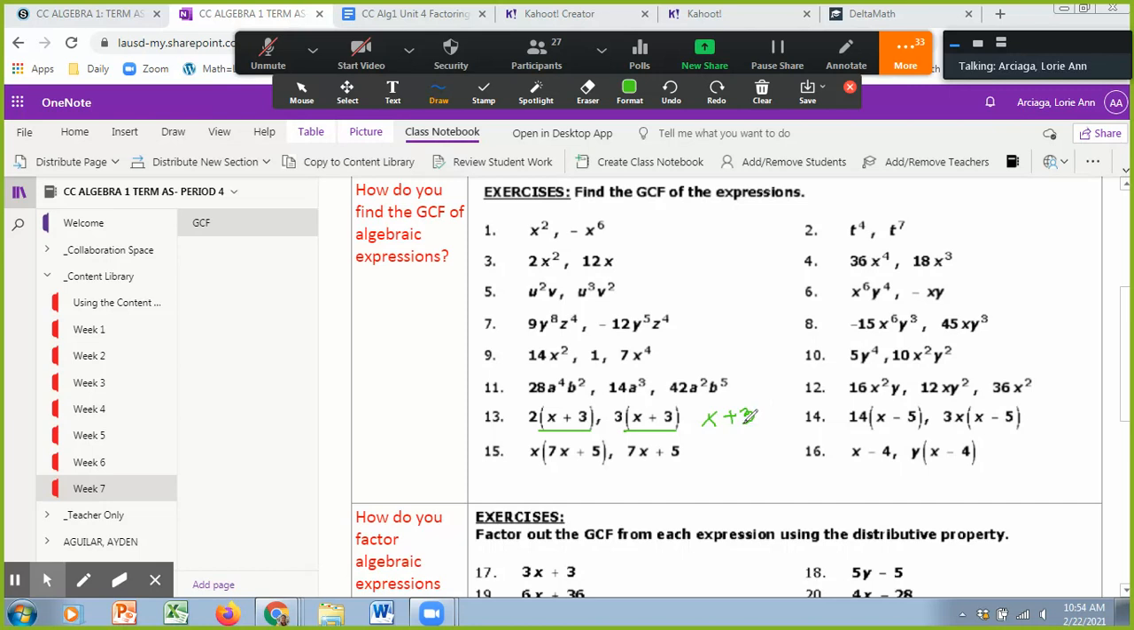Okay? And the last but not the least, this is the last one I'm going to show you, and then you have to do all of these, 1 through 16, okay? All right, number 15. This one has x, but the other doesn't. So what binomial do they share in common? Imagine this is also the same as when you put parentheses around it.